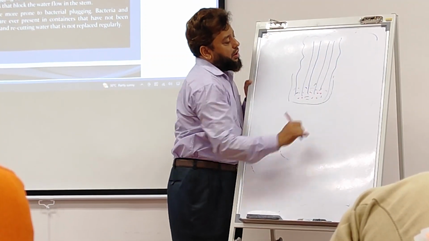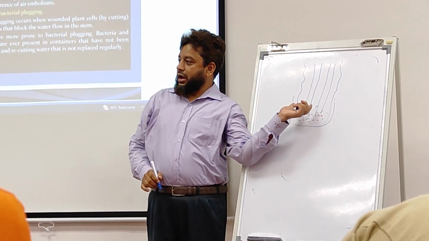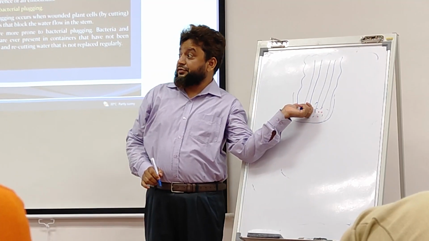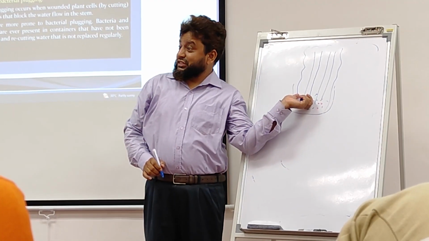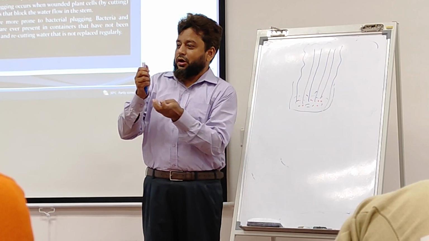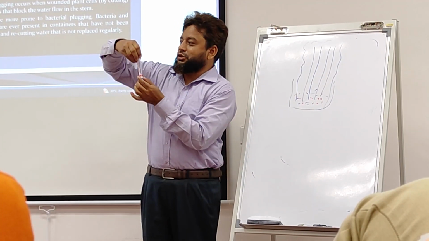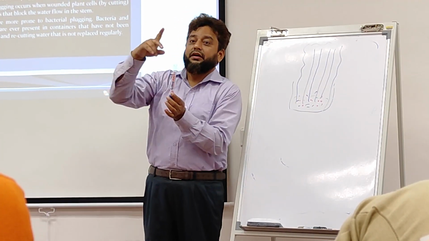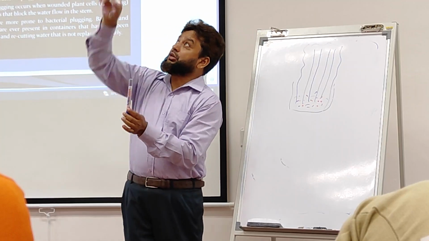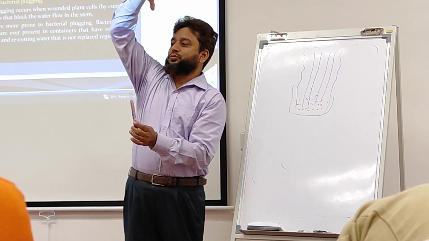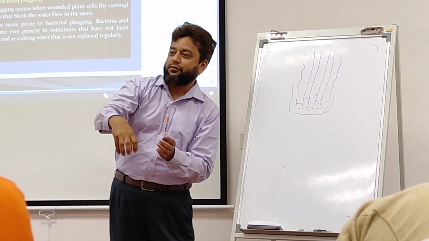So I draw one stem. In the stem there are so many vessels and also basal cells. All the cells look like this, long cells. They make one tube from the root to the leaf. So many tubes, and with the tubes they take water from the soil.